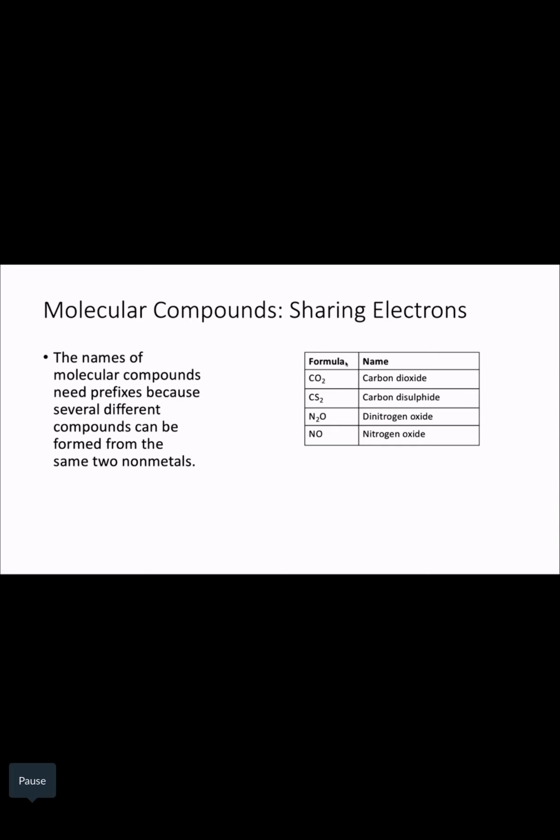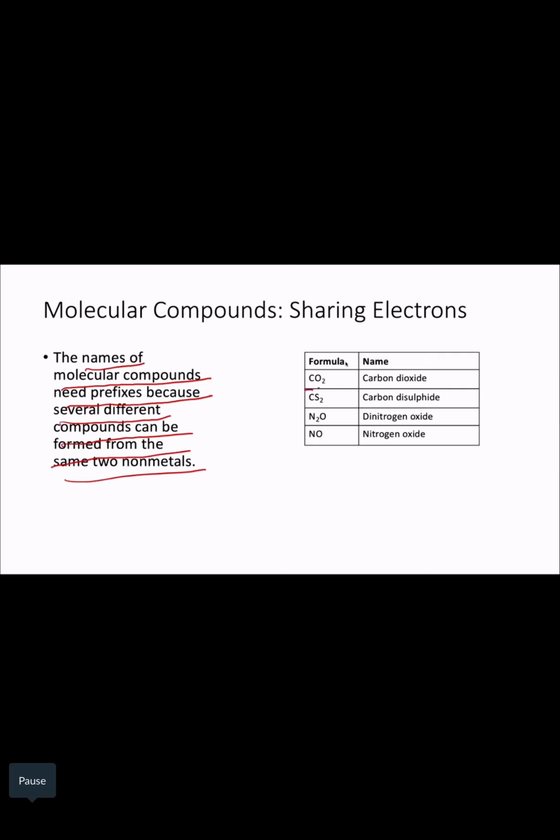The names of these molecular compounds are going to need prefixes because several different compounds can be formed with the two nonmetals. We're going to learn a little bit more about that during the semester. For example, with carbon and oxygen, you can have different types of carbon oxygen molecules, so we're going to have to name them differently. Okay, so here we have an example we're going to get into.